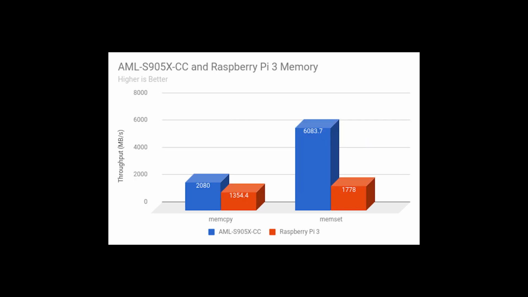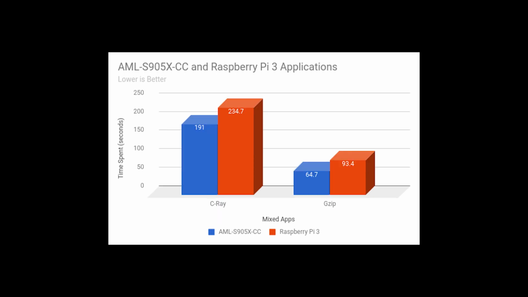The memory benchmark is using memcopy and memset routines. Looks like Le Potato is about 25% faster than the Pi. The application benchmark uses C-Ray and Gzip. Similar to the previous benchmark, Le Potato appears to be about 25% faster.